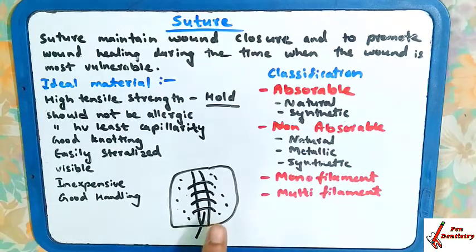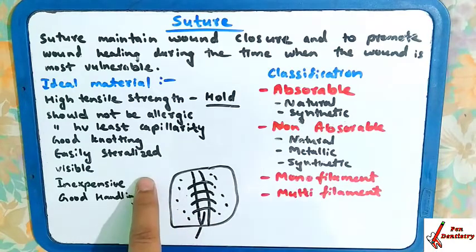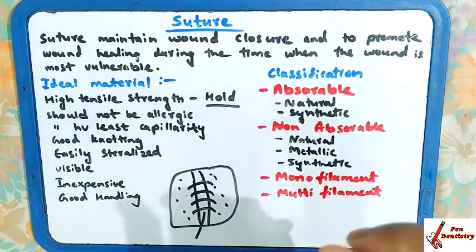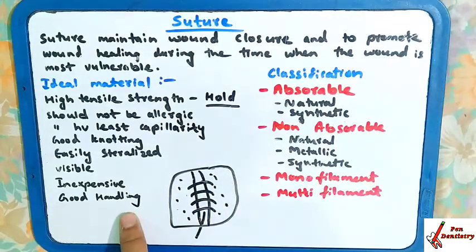Inexpensive: it should not be that expensive because it's just a part of surgery, so that a patient or a doctor cannot afford it. It should have a good handling property. Good handling property means the person should be able to grab it easily while suturing and making the knots. Okay, so these are the properties the suture material should ideally have.